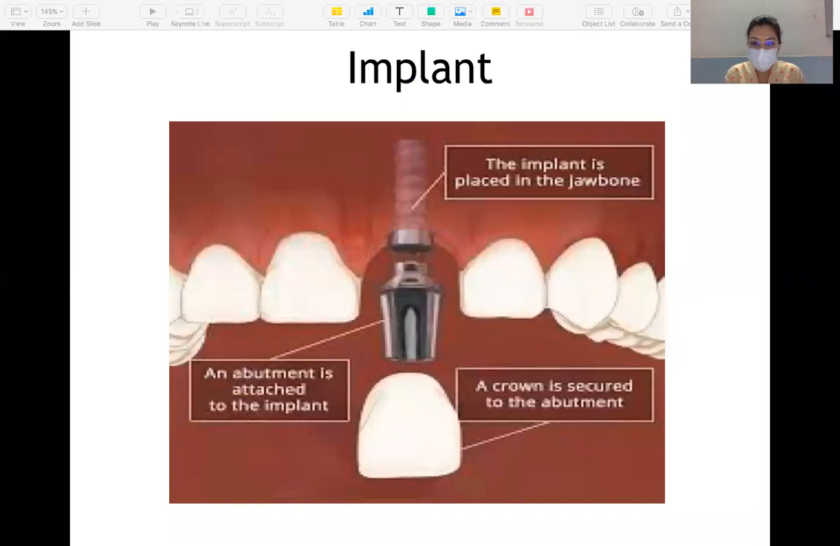So how does an implant look and what are the basic parts? The part of the implant, as you can see in the picture, some part is placed in the jawbone. The other, the substructure, is the part of the implant which will bear the prosthesis, on which the prosthesis is attached, that is the crown. So these are the three basic parts of an implant.